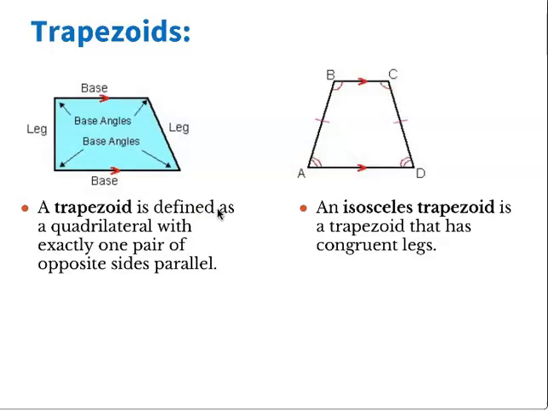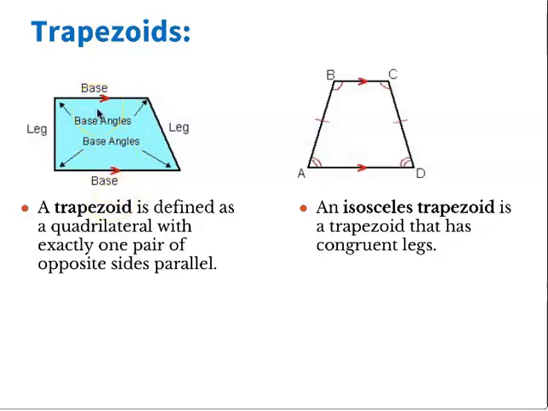All right, the next quadrilateral we're going to learn about is trapezoids. So a trapezoid is a quadrilateral. It's got 4 sides, but it's defined as a quadrilateral with only one pair of opposite sides that are parallel. So only one set of opposite sides that are parallel.